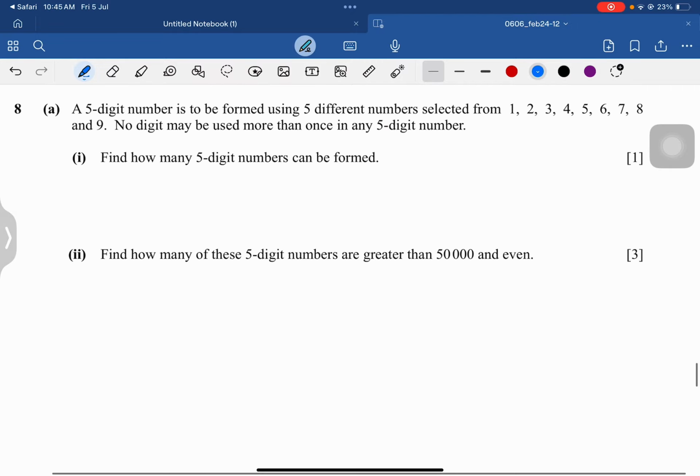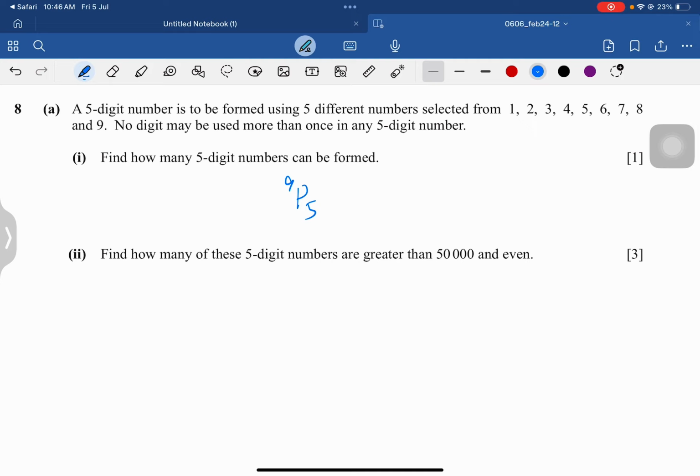Okay, question 8. Permutation and combination. This is about digits, so definitely it's a permutation. A 5-digit number is to be formed by 1, 2, 3, 4, 5, 6, 7, 8, 9. There are a total of 9 numbers here. Since there's no 0, the 5 digits are the simple one. Answer: 9P5. 9 numbers, simply choose 5 and arrange them, which is why 9P5.